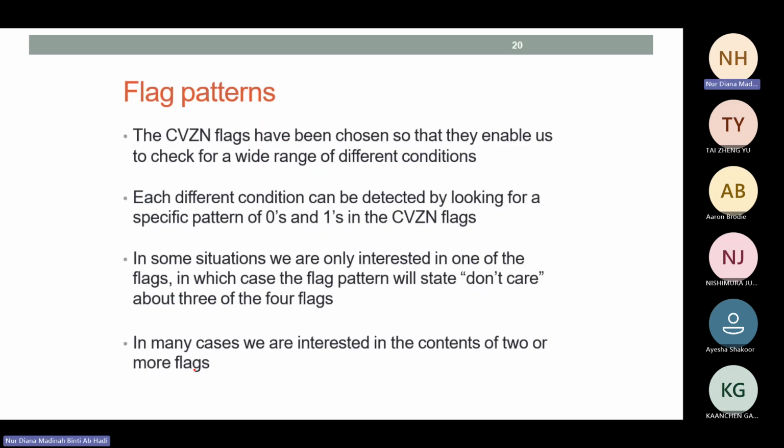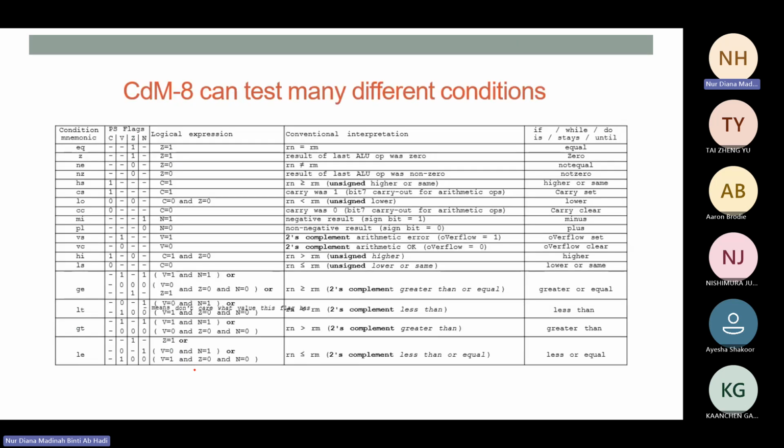So flag patterns: the flags have been chosen so that they enable us to check a wide range of different conditions. Each different condition can be detected by looking at a specific pattern of 0 and 1 in your flags. In some situations, we are only interested in one of the flags, in which case the flag pattern will say don't care about 3 of the 4 flags. In many cases, we are interested in the content of 2 or more flags only. So these are examples where your CPSR can test many different conditions.